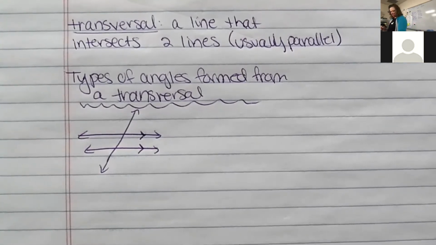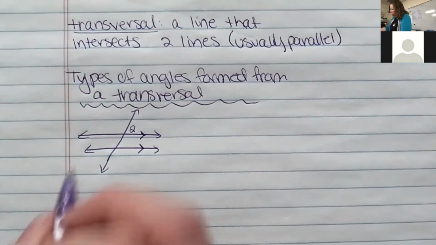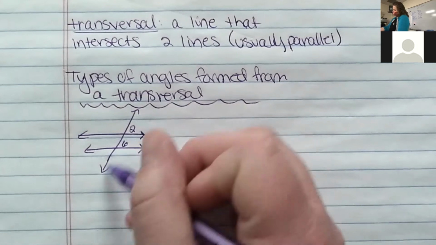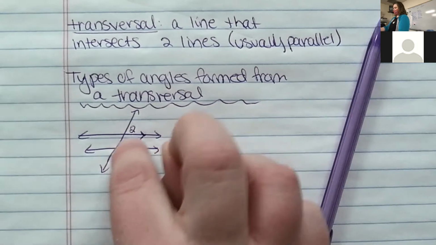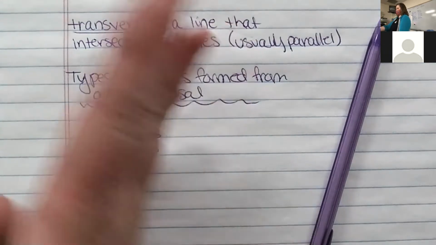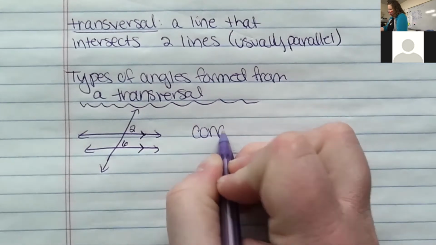Now we're going to talk about two angles in here. We're going to label this angle right here number 2, and we're going to label this one number 6, because I'm going to talk about all different kinds of angles. So angle 2 and angle 6 are on the same side of the transversal and they're in the same position. This one's on the top of that parallel line and this one's on the top of the other parallel line. If they're on the same side of the transversal and they're in the same position, those are called corresponding angles.